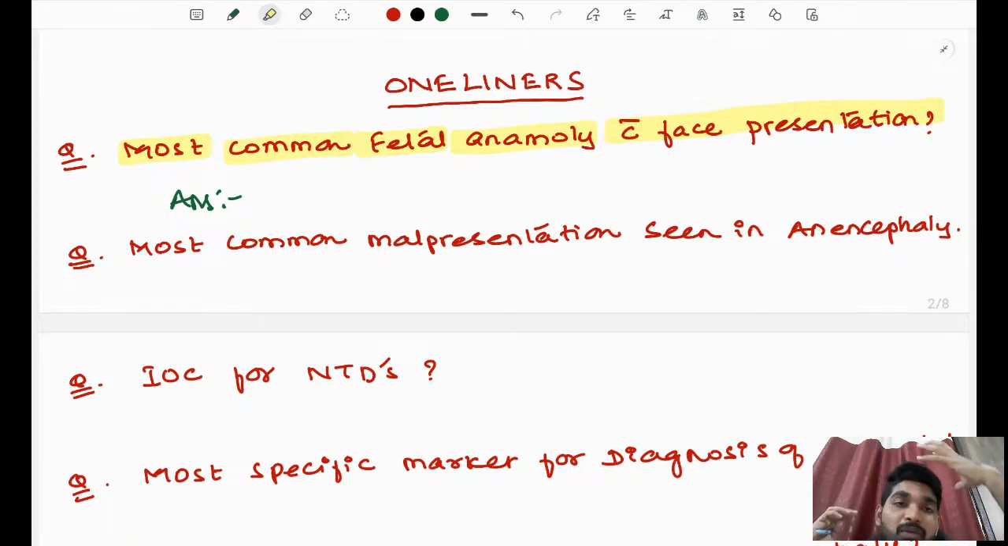What is the normal presentation? Vertex presentation, right? But anencephaly babies will not have this vertex part. They will not have the cranial vault. The cranial vault is absent, cerebral hemispheres are absent, and the brain is directly exposed. Immediately once they are born, the baby dies. Since there is no cranial vault at all, the face will come out. That's why face presentation is seen in anencephaly. So the most common fetal anomaly with face presentation is anencephaly.